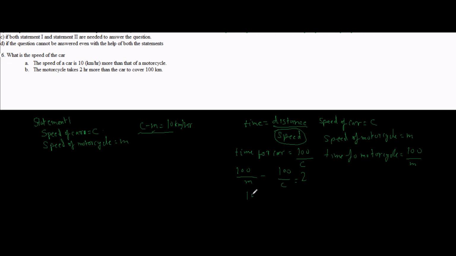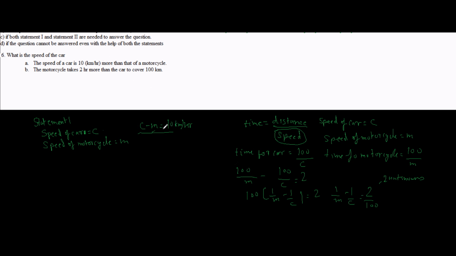Now if I take 100 common in this, I get 100 times 1 by m minus 1 by c equal to 2, which in turn is 1 by m minus 1 upon c equal to 2 by 100. So I have another equation, that is 1 by m minus 1 by c equal to 2 by 100, which again has two unknowns. So two unknowns with one equation cannot find the unknowns uniquely. So once again, statement 2 alone cannot answer this question.